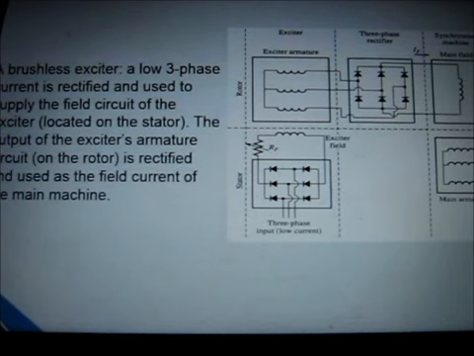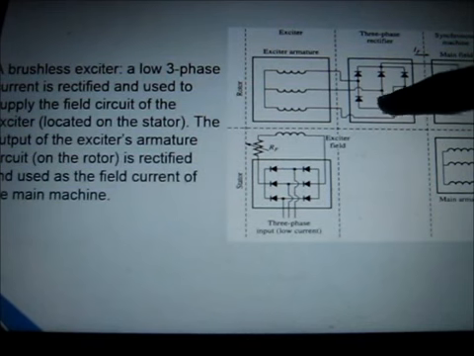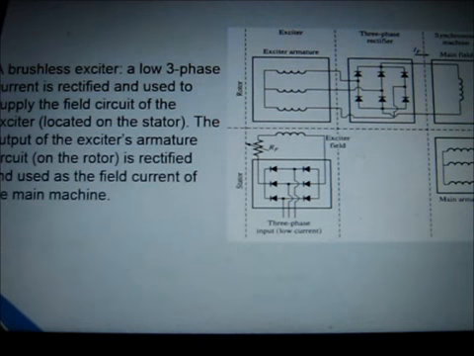The output of the exciter's armature on the rotor is rectified and used as the field current of the main machine, and this is the rectifier used for the field in the main machine. So this is the process of using a brushless exciter. It is a very effective one for large AC machines.